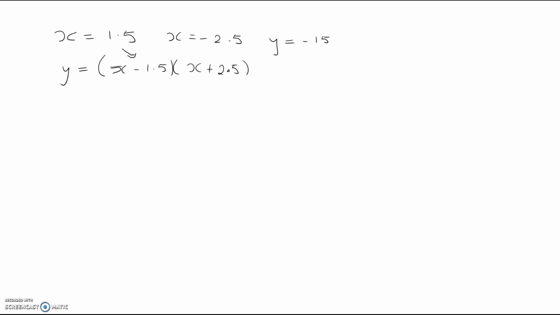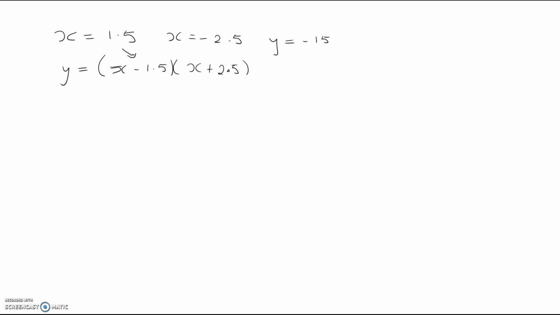Right, for question 3b, you are given some information about a parabola. You are given the information that the parabola passes through x equals 1.5 and x equals negative 2.5 and that y passes through negative 15. So your first bet would be to try x minus 1.5 because that's coming from there, and x plus 2.5, and see if that equals y.